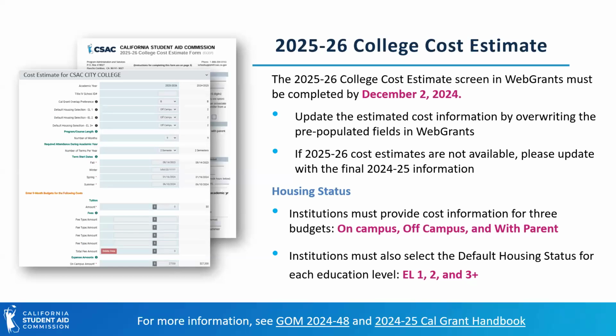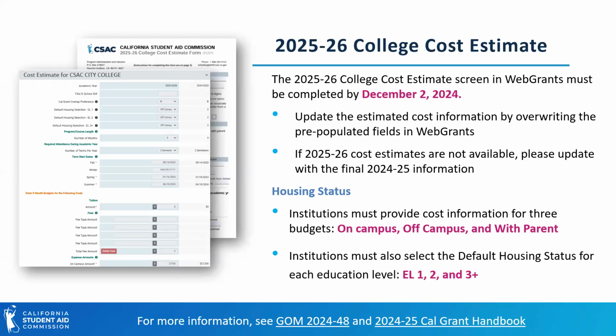So schools should be reporting on campus, off campus, and with parent budget amounts. If on campus is not available at your school, just enter the same amount as off campus. Again, you must also select the default housing status for each education level, including EL1, EL2, and then EL3 or greater.